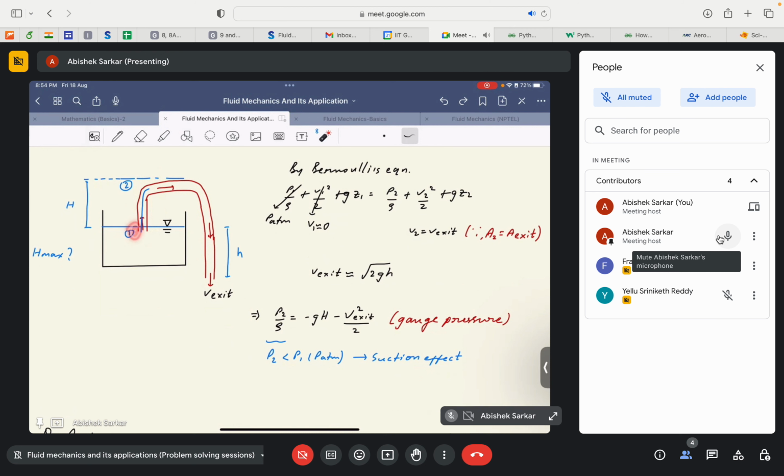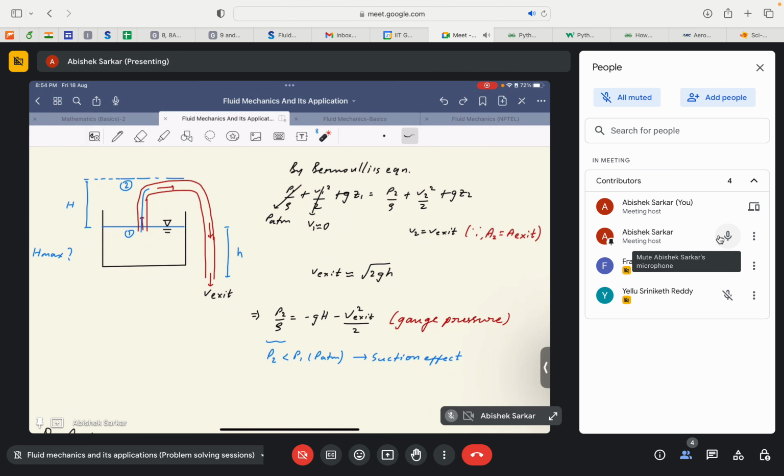Again we can apply Bernoulli's equation at these 2 points: P1 by rho plus V1 square by 2 plus g z1 equal to P2 by rho plus V2 square by 2 plus g z2. P1 is considered to be P atm. So if you are just dealing with gauge pressure, not the absolute pressure, then this can be struck out.